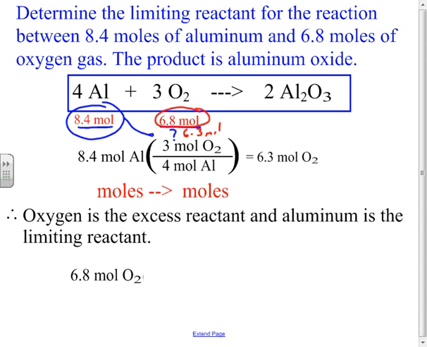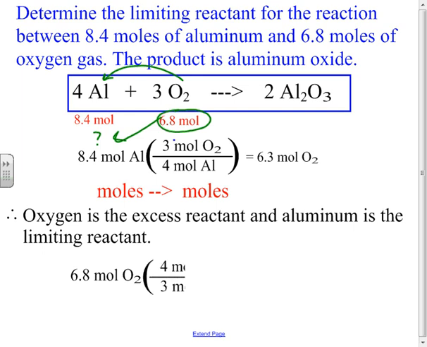For the sake of completion, let's say I arbitrarily chose to go the other way around. What if I ask the question, if I have 6.8 moles of oxygen, how much aluminum do I need? Now I'm going to go from moles of oxygen to moles of aluminum. And so I take my 6.8 moles of oxygen that I start with, multiply by the 4-to-3 mole ratio, and I get 9.1 moles of aluminum.